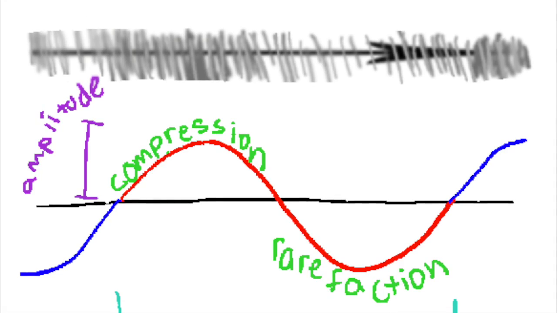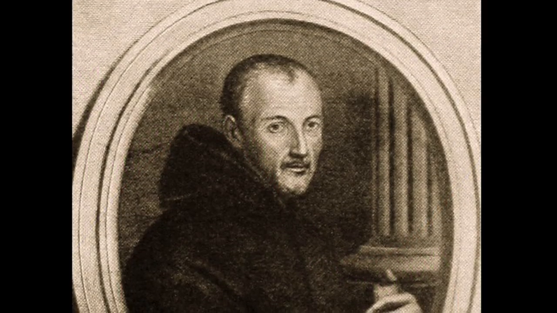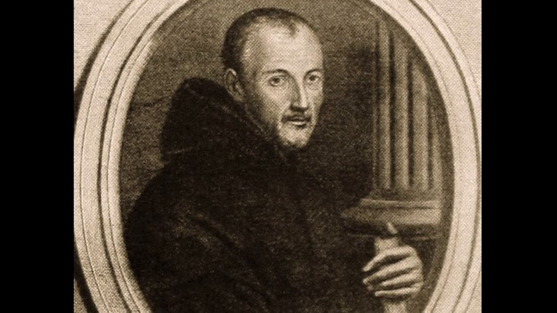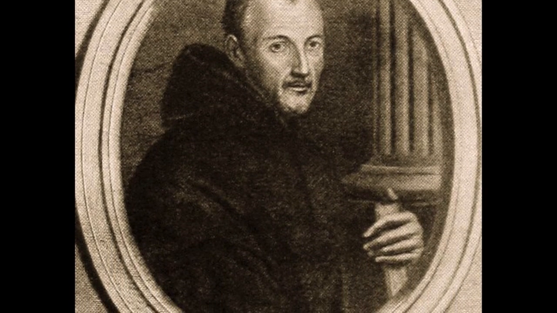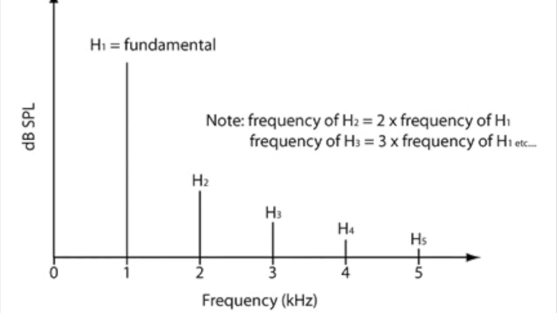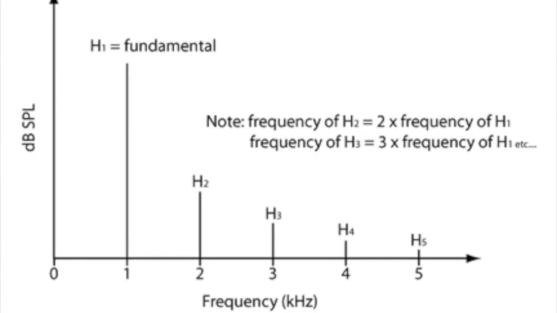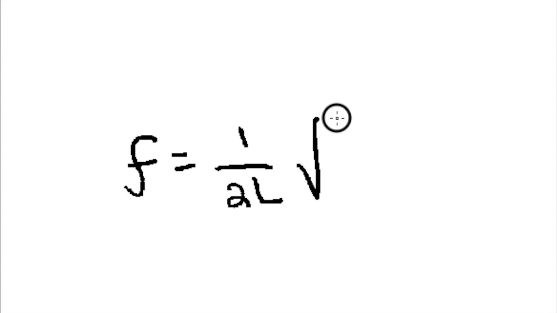This pattern repeats indefinitely. Marin Mersenne, a 16th century French mathematician, devised three laws to calculate the frequency of the fundamental tone produced by a string. Together, they state that the frequency is inversely proportional to the length, proportional to the square root of the tension, and inversely proportional to the square root of the mass per unit length.